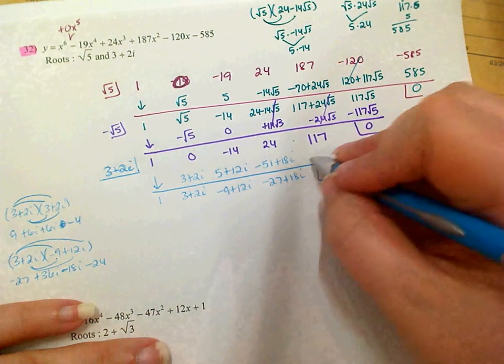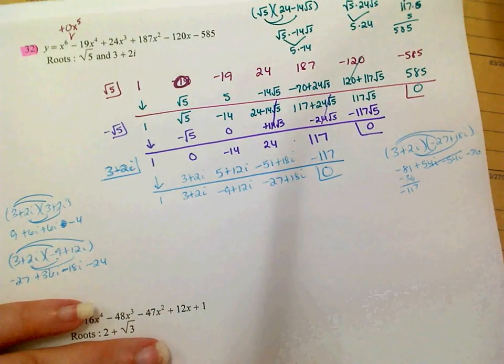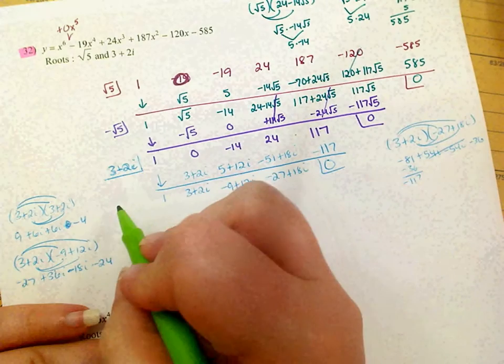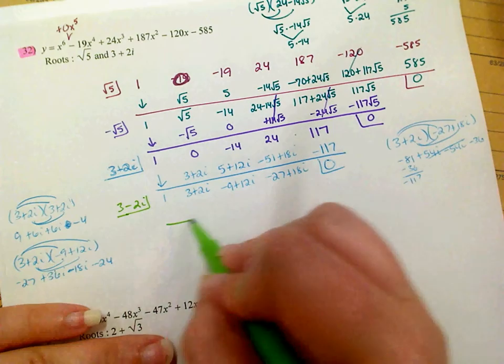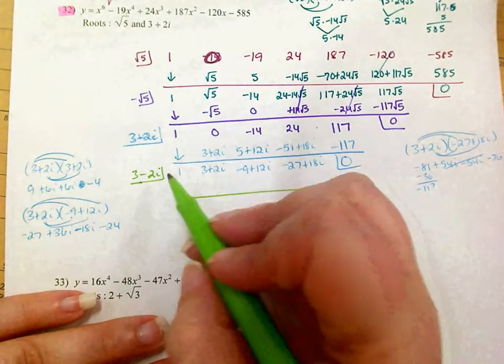And I am still not done. So now I'm going to divide out 3 minus 2i. Okay, so bring down the 1. 3 minus 2i times 1 is 3 minus 2i. Those cancel out, leaving me with just a 6.